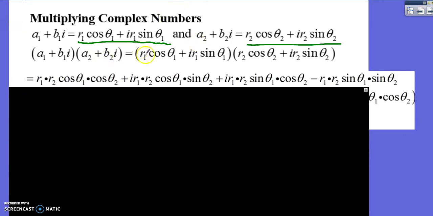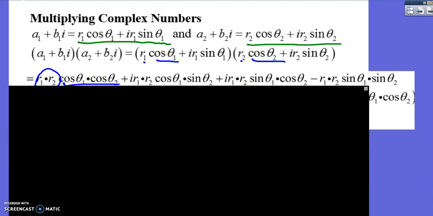So what ends up happening is we get r1 times r2. That's right. So r1 times r2 right here. And then cosine 1 times cosine 2 right there. And then r1 times this one, which ended up being right here. And then this one times that one, which is right here, and then these two times each other.